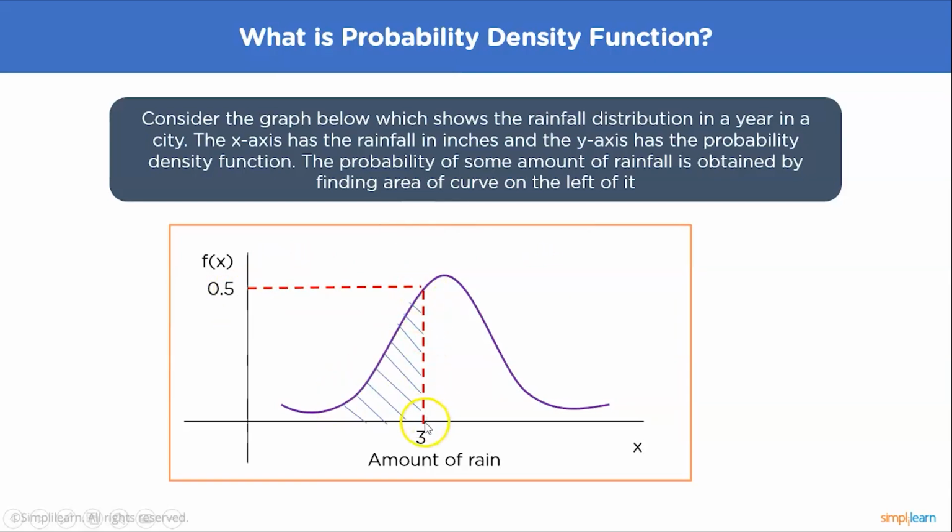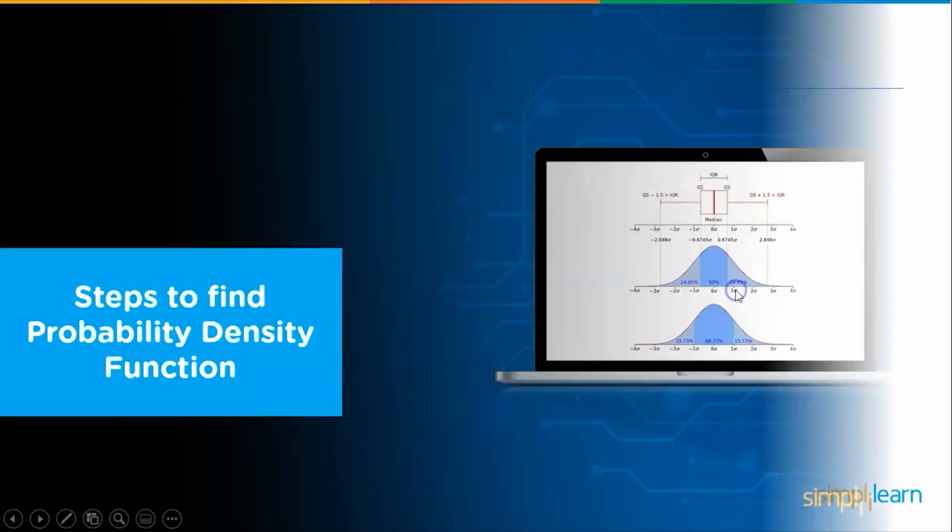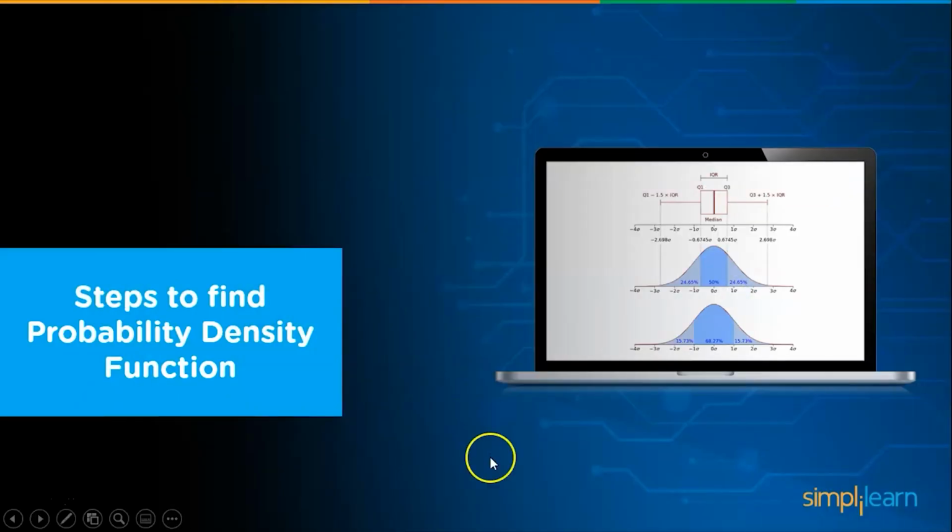When we draw a line from 3 which intercepts the graph and further extend it onto the y-axis, we get a value of 0.5. Simply put, this means that the probability of 3 inches of rainfall occurring is going to be lesser than or equal to 0.5. The exact probability can be found out by finding the area of the curve which falls to the left of 3. How do we find the probability distribution function?